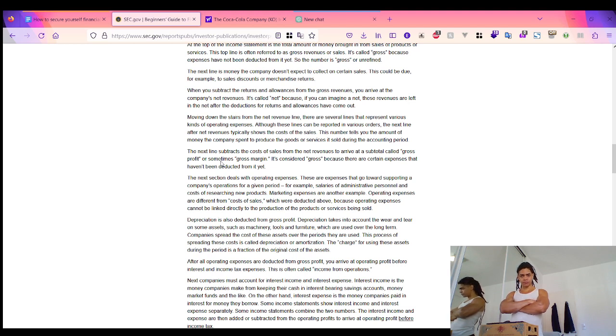And moving down, most of the time you will find after the net revenue the cost of sales, how much a company spends to produce that good and service in that accounting period. In the next section, once you subtract the cost of sales from net revenue, you arrive at the gross profit. And it is called gross because there are certain expenses that have not been deducted from it yet.